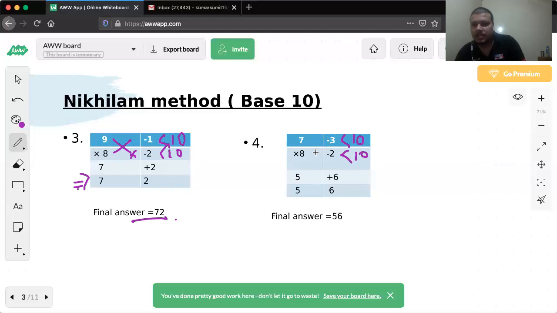Combining minus 3 into minus 2, we get what? Minus 3 into minus 2 is plus 6. Cross-subtracting, 7 minus 2 is 5, and 8 minus 3 is 5. On the LHS we have 5, on the RHS we have plus 6.